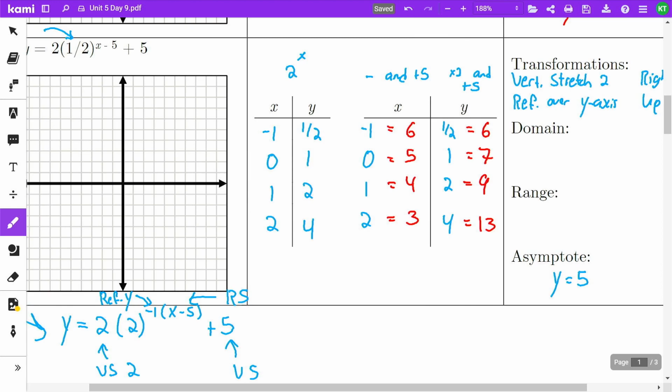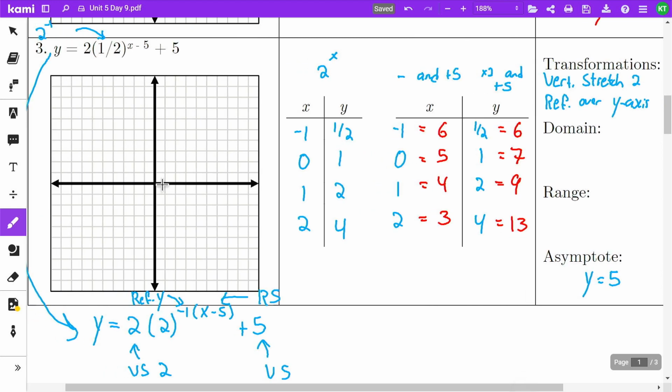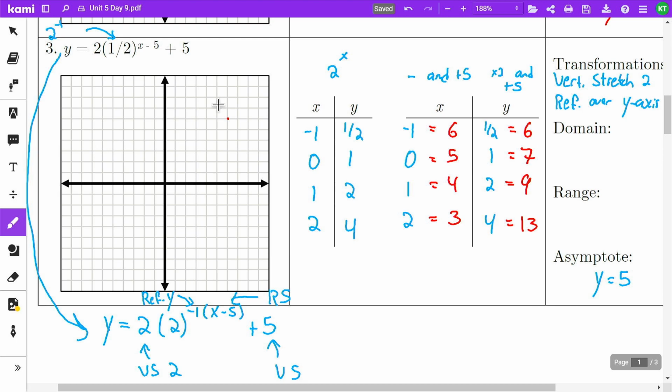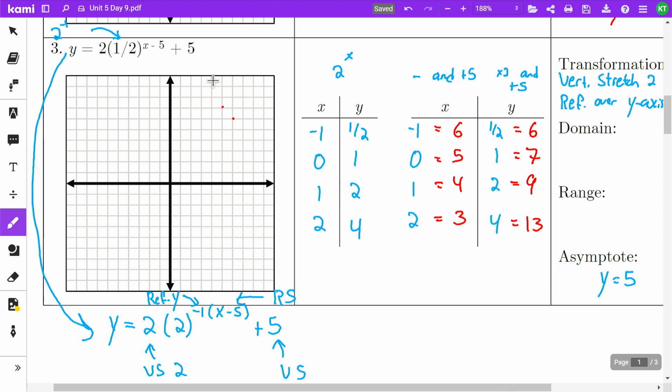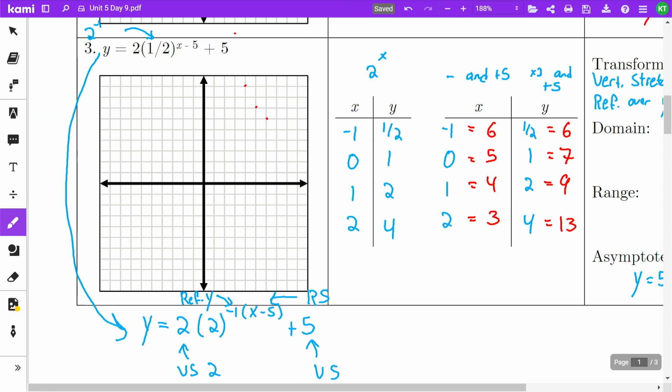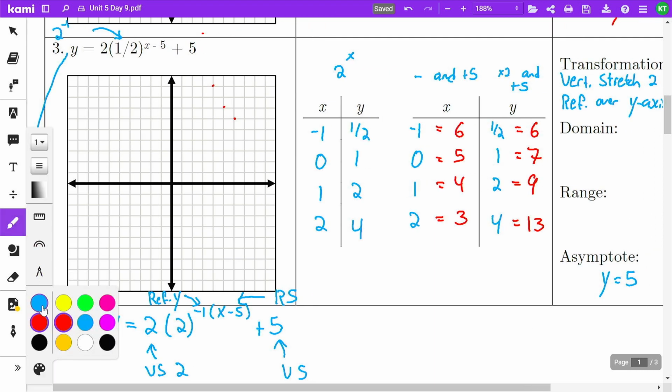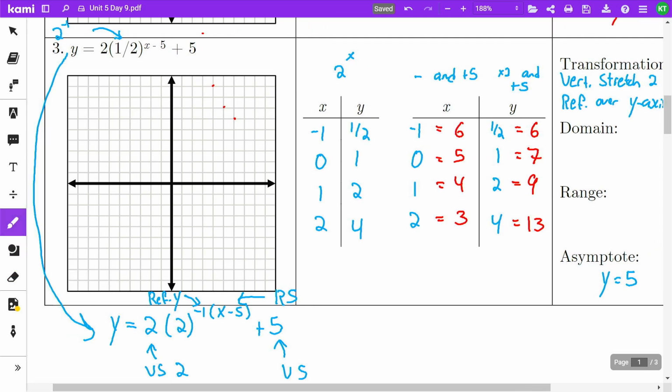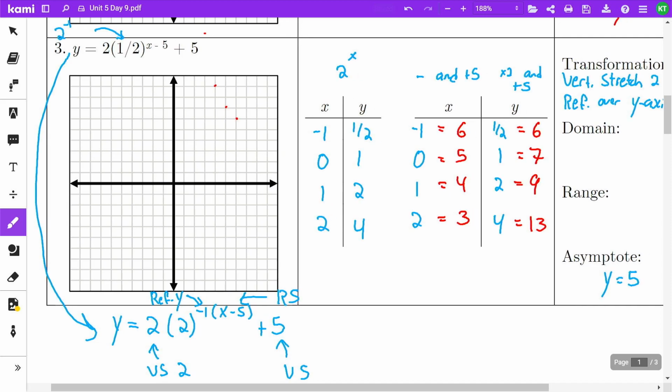So now let's go and plot our values here. 6, 1, 2, 3, 4, 5, 6, up 6. Then 5, 7, 4, 9, and 3, 13 will be somewhere up here. Also, what I forgot to graph, which I should have earlier, is my horizontal asymptote at y equals 5. So let's go ahead and do that now.